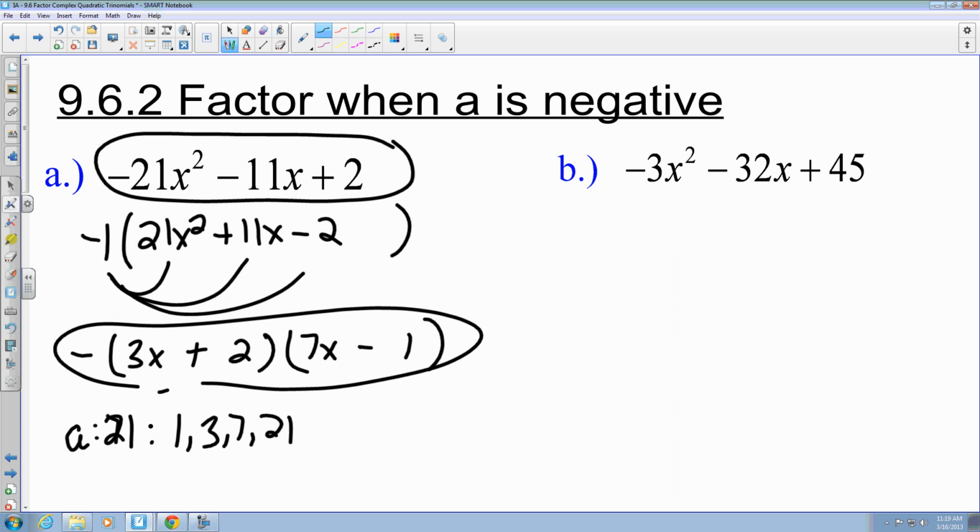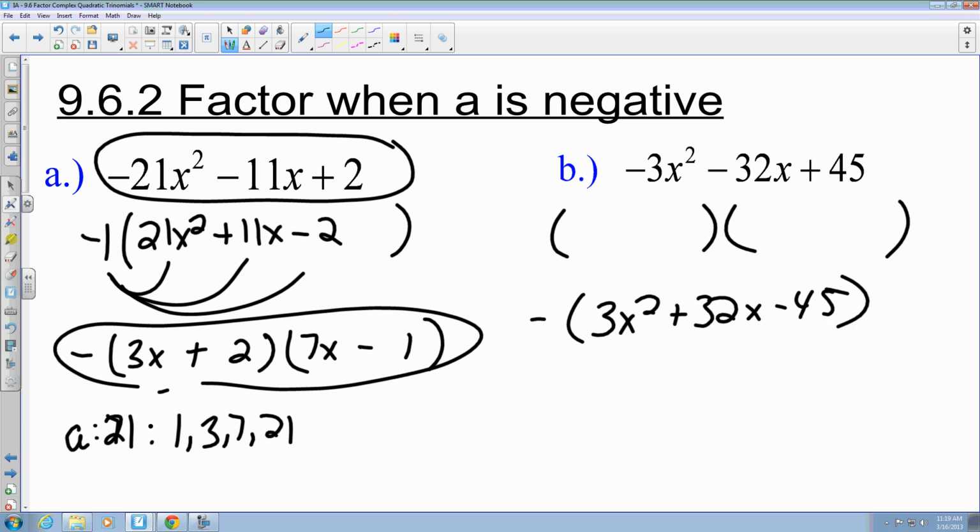Okay, so now for b, I have negative 3x squared minus 32x plus 45. So I got parentheses, parentheses. Actually what I got to do first is take out that negative. So I'm going to go 3x squared plus 32x minus 45.